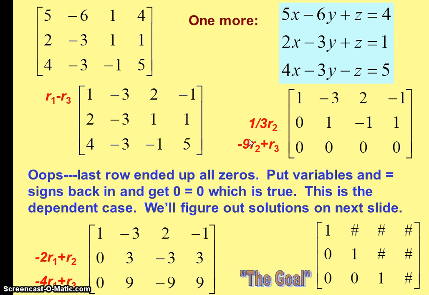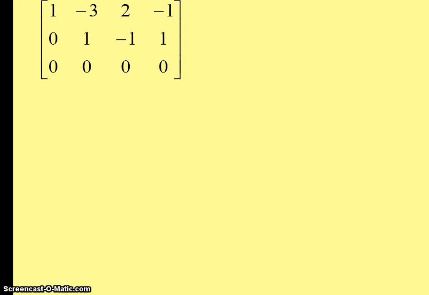So again, to rephrase it, if the last row ends up zeros, what we're going to do is put the variables back in, with their equal signs. We know that 0 equals 0 is true, so that's a dependent case. Let's figure out the solutions on this next slide here.